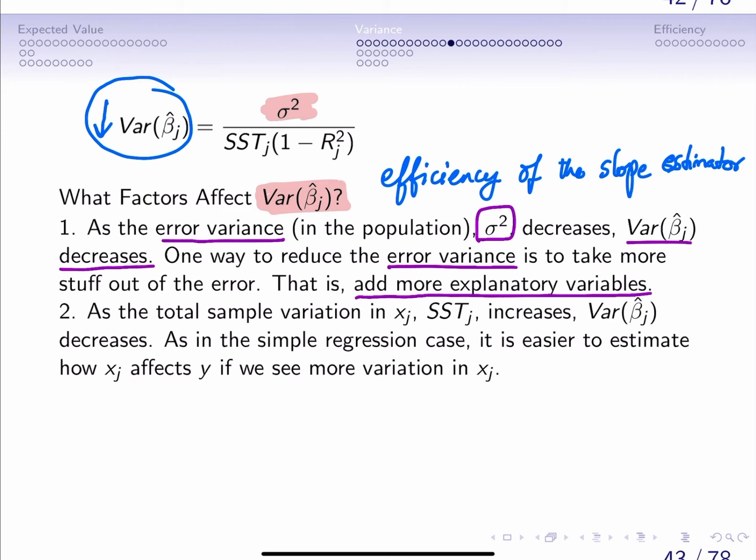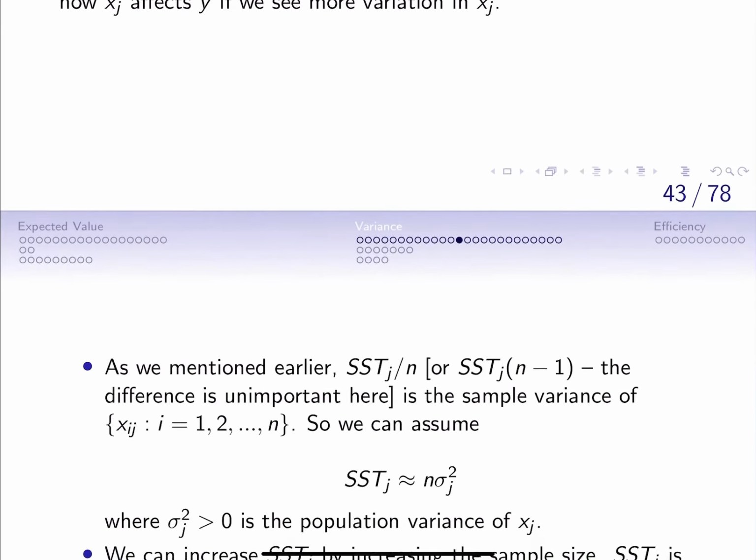The second is this guy right here in the denominator, which is measuring the total sample variation in xj. So as SSTj, or the total variation in xj, increases, as the denominator increases, the variance of beta hat j would decrease. Okay, and so we've talked about how to do this even in the second chapter, right? So this goes down or this goes up, both would cause variance of beta hat j to go down.